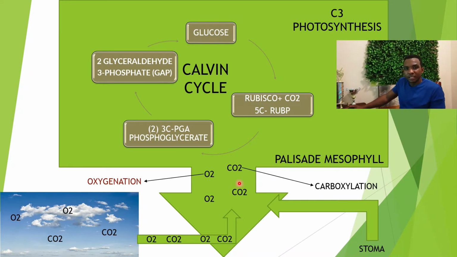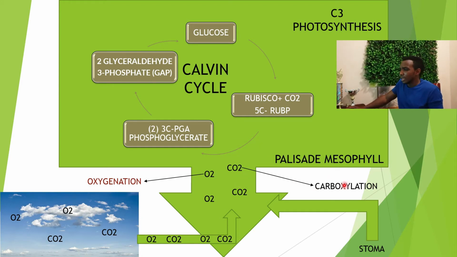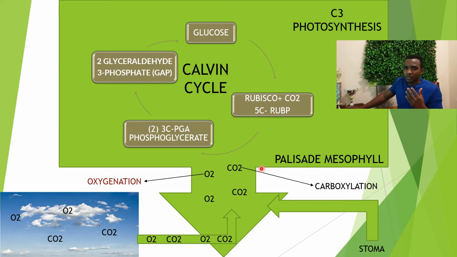Now, before it reaches the Calvin cycle, it goes through a process known as carboxylation. And carboxylation is basically where carbon dioxide binds to the enzyme Rubisco. As you can see here, Rubisco plus CO2. It binds to the enzyme Rubisco, and Rubisco stands for ribulose bisphosphate carboxylase oxygenase. That is what Rubisco stands for.